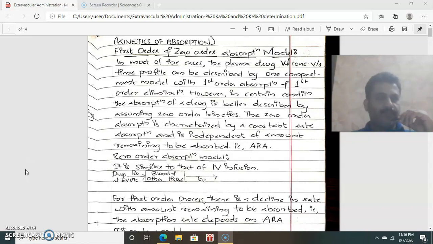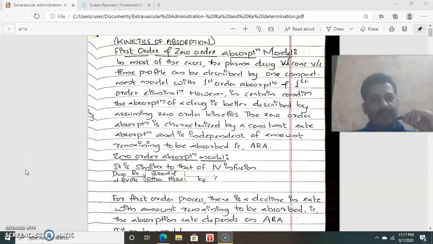Okay, so this absorption can be first order or zero order absorption, and usually the zero order absorption is characterized by a constant rate of absorption. That is similar to the IV infusion. The zero order absorption model you can draw, that is similar to IV infusion. The same model you can draw again. So it's given as zero order absorption.